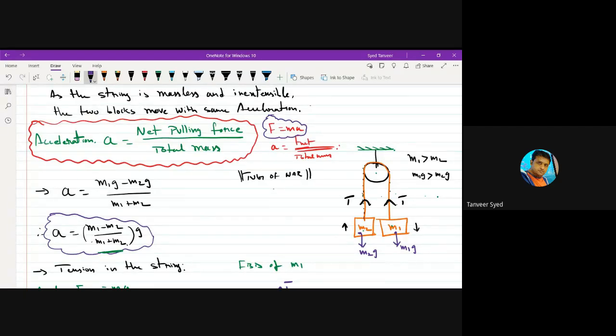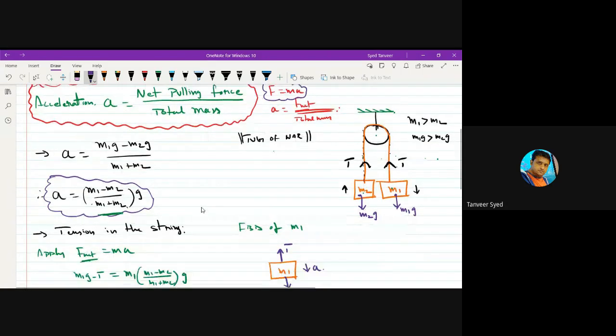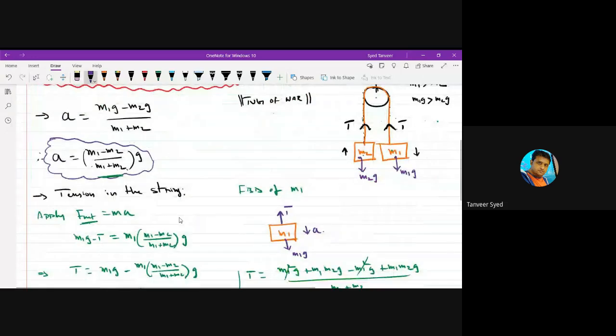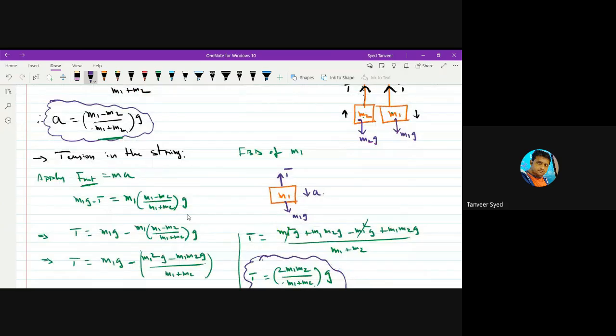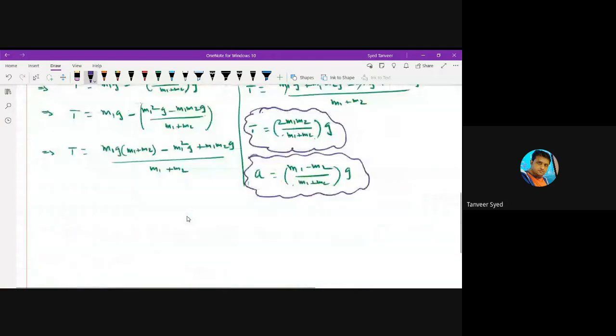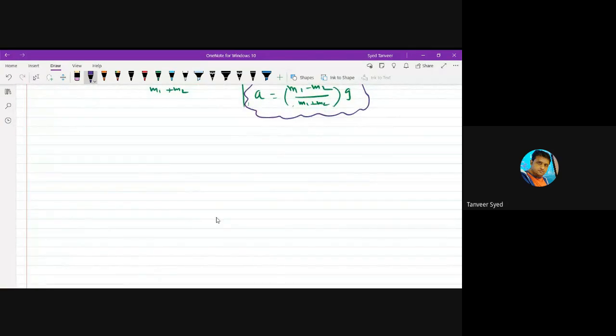Or from that you get acceleration equal to net pulling force by total mass. So to find acceleration of the system, write net pulling force by total mass. Then to find tension in the string, take the free body diagram of any one body on which the tension is acting. Draw the free body diagram, show all the forces, apply F net equal to ma to that situation. You will get the tension. This is the general method.